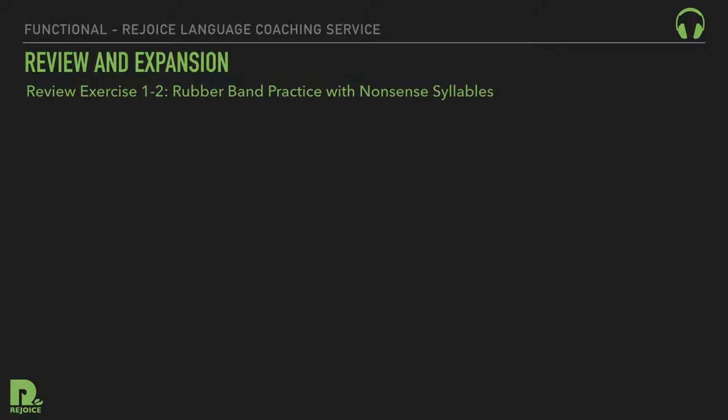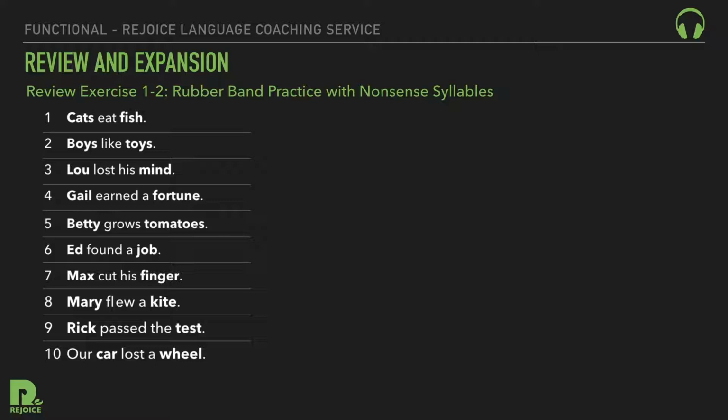Review Exercise 1-2, Noun Intonation. Cats eat fish. Boys like toys. Lou lost his mind. Gail earned a fortune. Betty grows tomatoes. Ed found a job. Max cut his finger. Mary flew a kite. Rick passed the test. Our car lost a wheel.